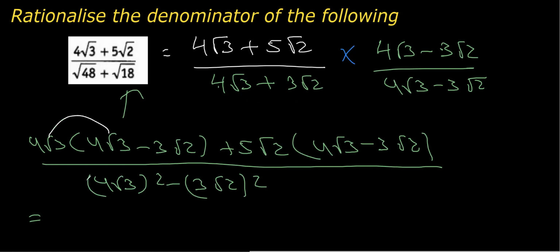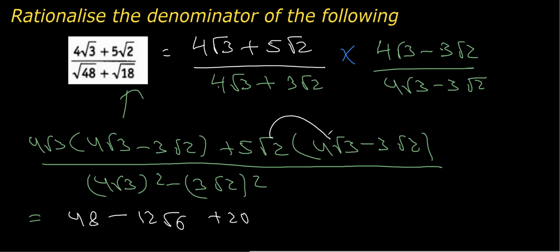Now finally we'll multiply them. So this multiplied by this, 4 into 4 is 16, and root 3 into root 3 is, sorry, root 3 into root 3 is 3 and 4 into 4 is 16. So 16 into 3 is 48. Then 4 into 3 is 12 and root 3 into root 2 is root 6. Now in this, 5 into 4 is 20 and root 2 into root 3 is root 6.